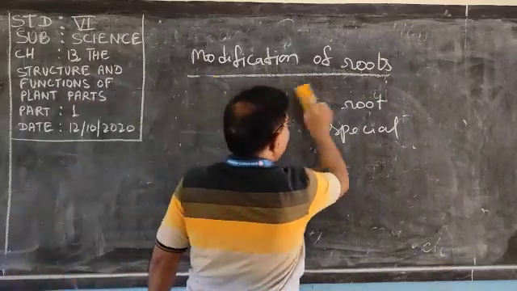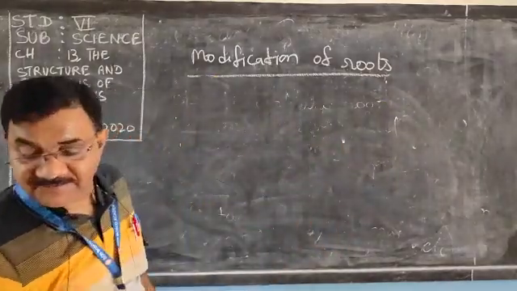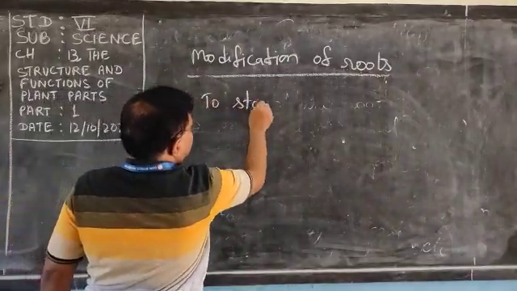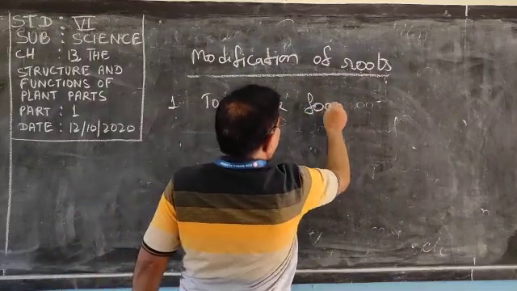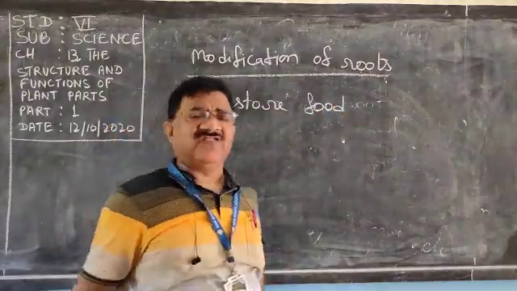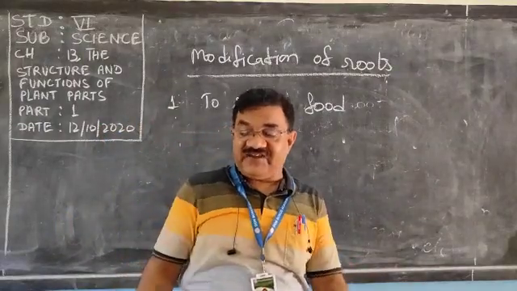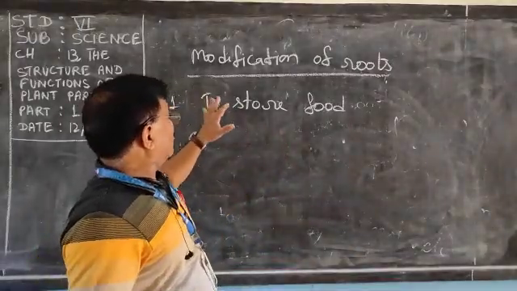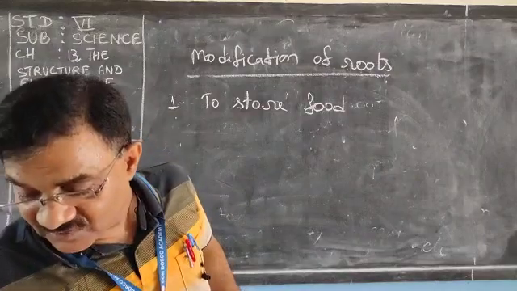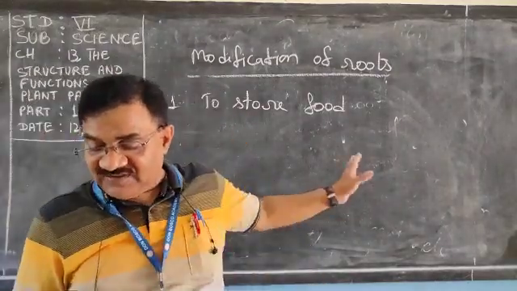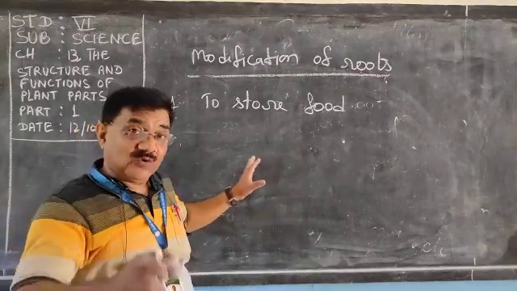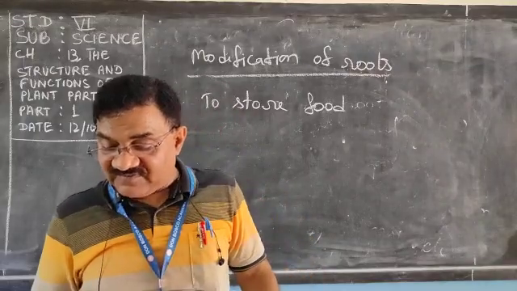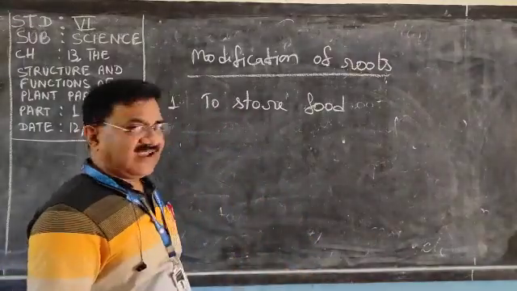First function is storage of food, to store food. Dear children, as we have discussed, the main function of the root is to hold the plant straight and absorb water and minerals. But here we are discussing that the root is modified to store food. The primary root, the main root, gets swollen. Some edible roots are carrot, radish and turnip.